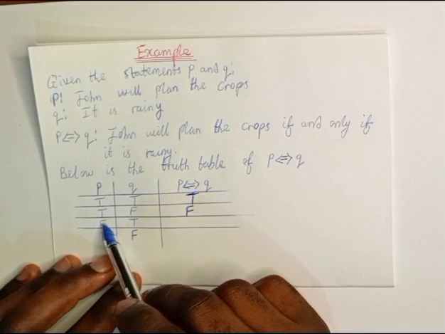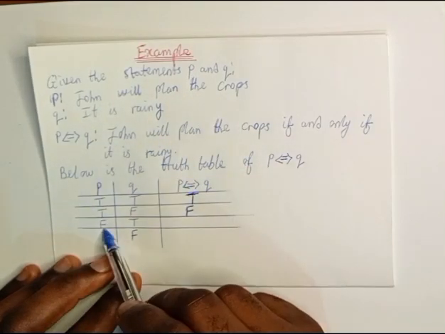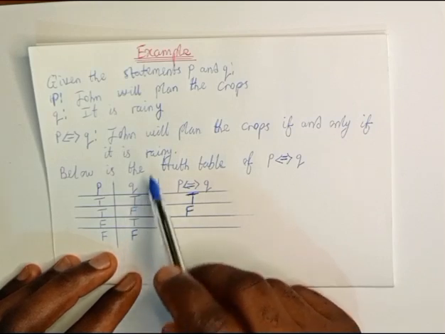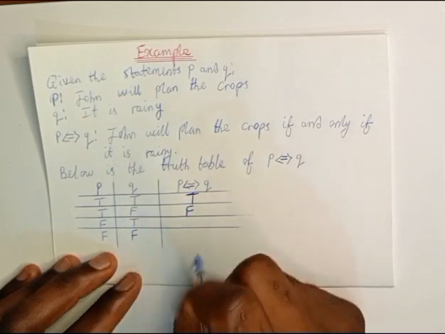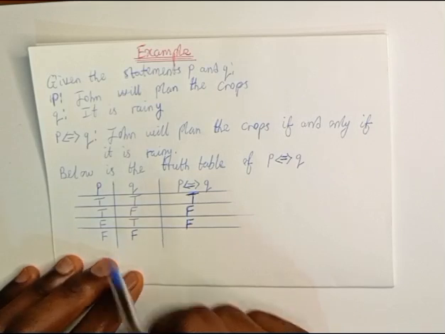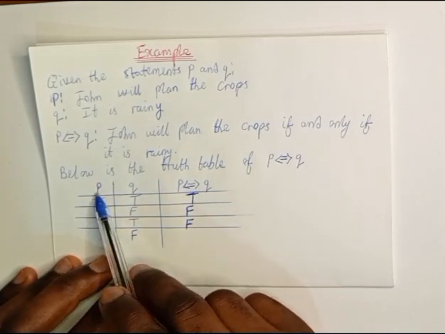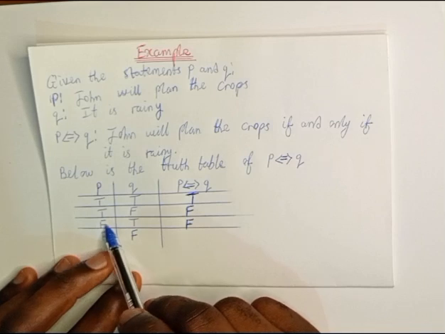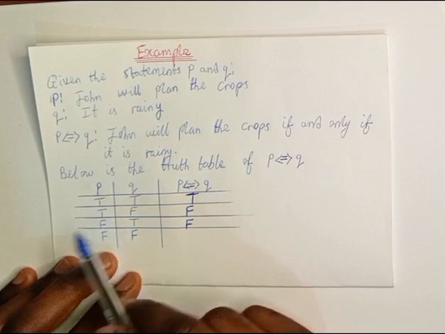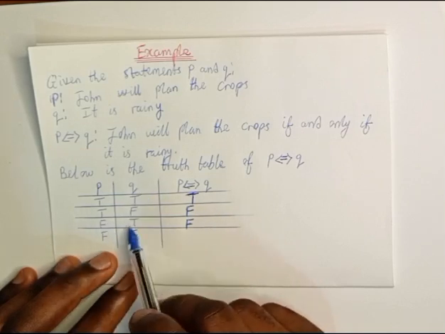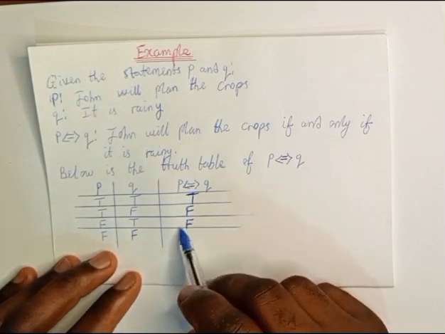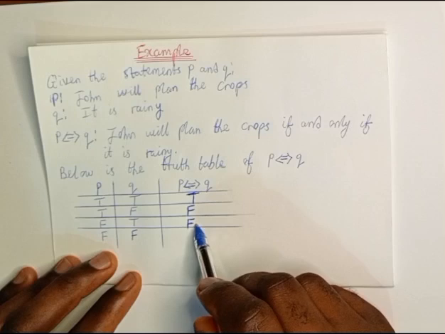We go to the next. John will plant the crops is false. It is raining is true. The biconditional statement, John will plant the crops if and only if it is raining, is false. It is false if we take the forward statement P implying Q. The hypothesis P is false, the conclusion is true, which implies that the conditional statement P implies Q is false. In this case, since it is false, it simply means the biconditional statement is false.